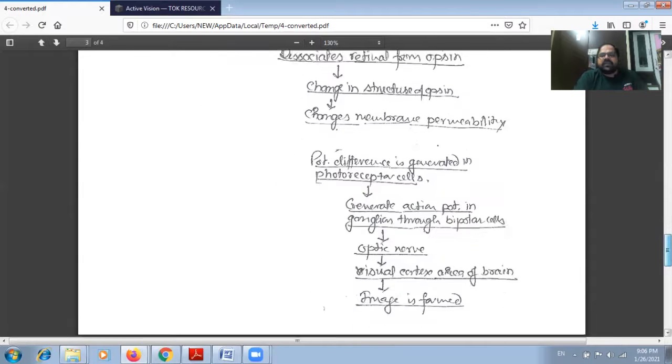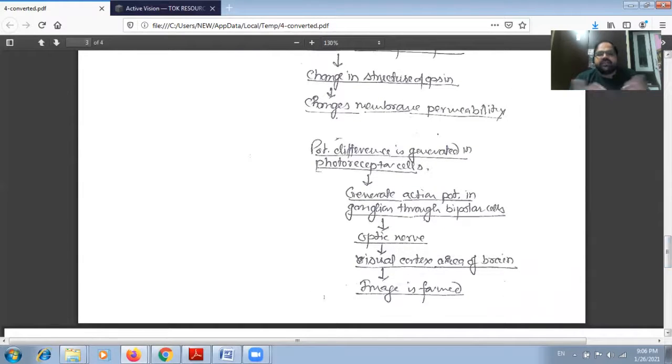So we have already seen how the potential difference is created by the changing of the permeability of the nerve cells. Now we can see here the potential difference is generated on photoreceptor cells, and these photoreceptor cells will produce an action potential in ganglion through bipolar cells, and through optic nerves the signal will be sent to the visual cortex area of the brain, where we can interpret the image. So by this step by step process we see things.